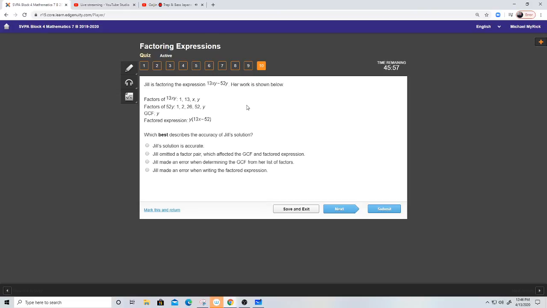Alright, Jill is factoring the expression 13xy minus 52y. Her work is shown below. Factors of 13xy are 1, 13xy. That is good. Factors of 52y are 1, 2, 26, 52y. Let's see.